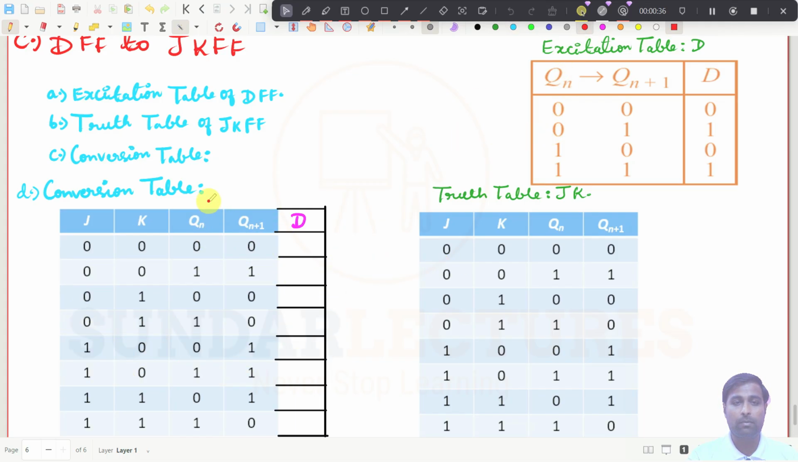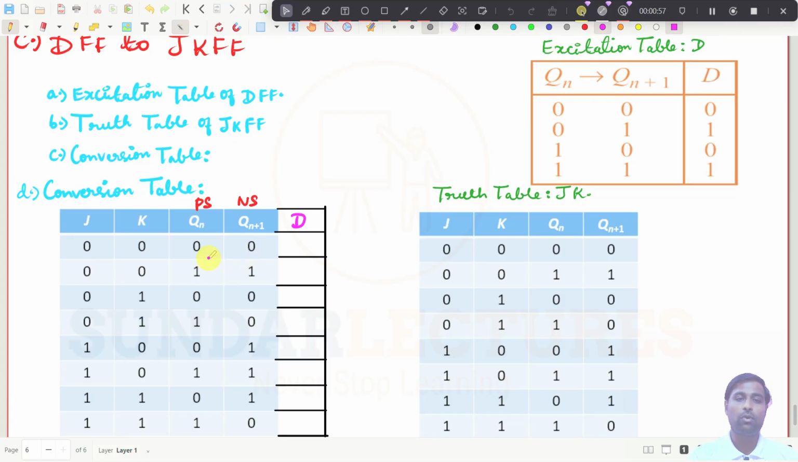See this one, please try to understand. In some cases I will call this the present state and this NS, next state, or I will give notations as Qn and Qn plus 1. So don't confuse yourself, I have already told you that. Now we need to derive the expression for D with Qn and Qn plus 1.